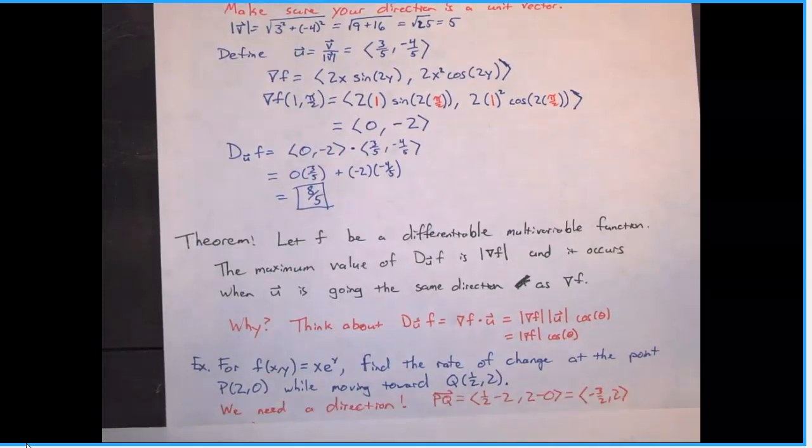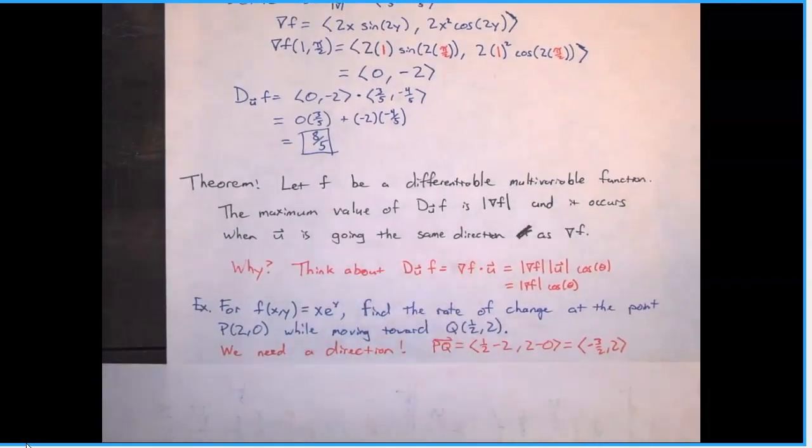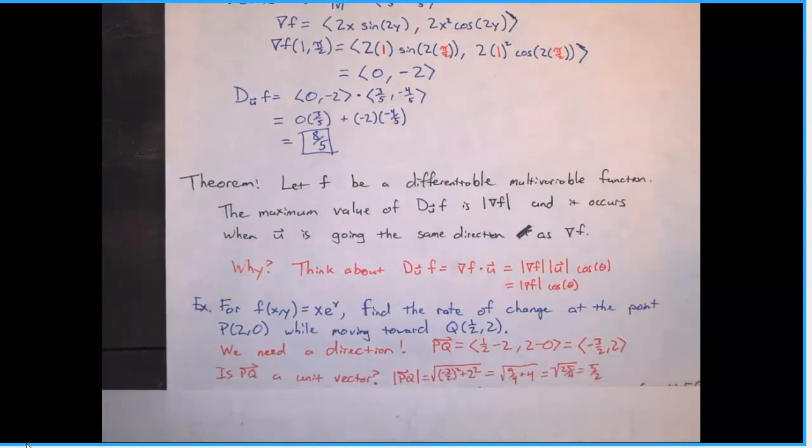So we can find a direction by finding the vector when we move from P to Q. So if I find the vector PQ, that's the coordinates of Q minus the coordinates of P, so that's pretty easy to do. I get the vector (-3/2, 2). So this is the direction I want to go, but now I have another problem. Is this a unit vector? Remember, we always need to make sure that these direction vectors are unit vectors.